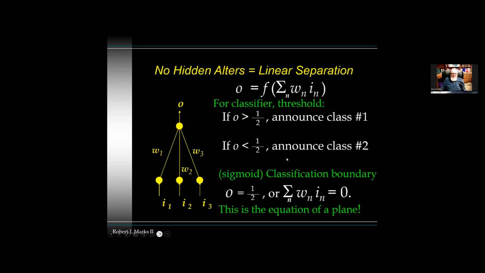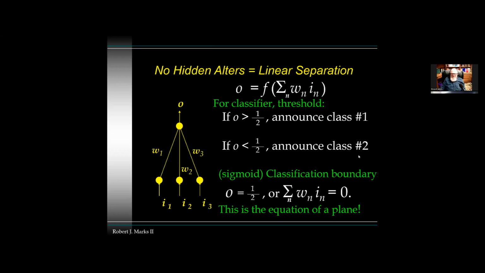Now, what does this mean? This means that there's a classification boundary. If the output is 1/2, we're right on the boundary, right? So therefore, we can look at the boundary, the output, and we can say, this is where we have our maximum degree of ambiguity. And on one side of this boundary, we have a type 1 classification, and on the other side, we have class 2 classification.